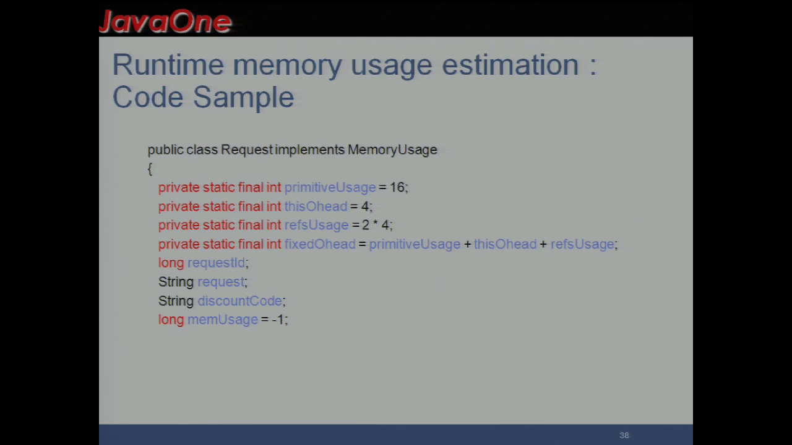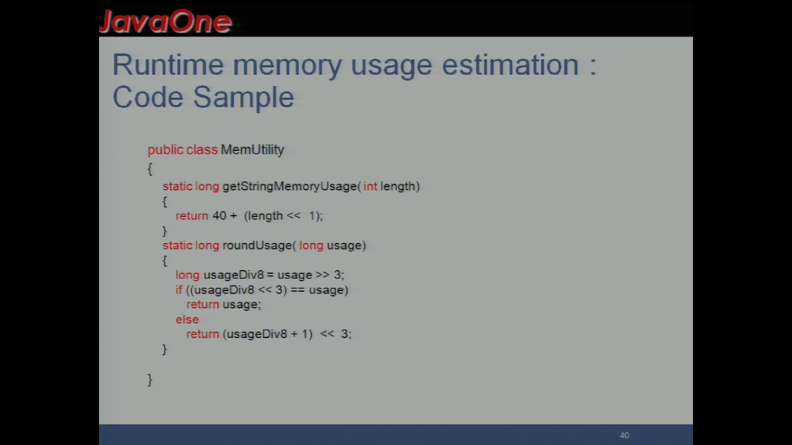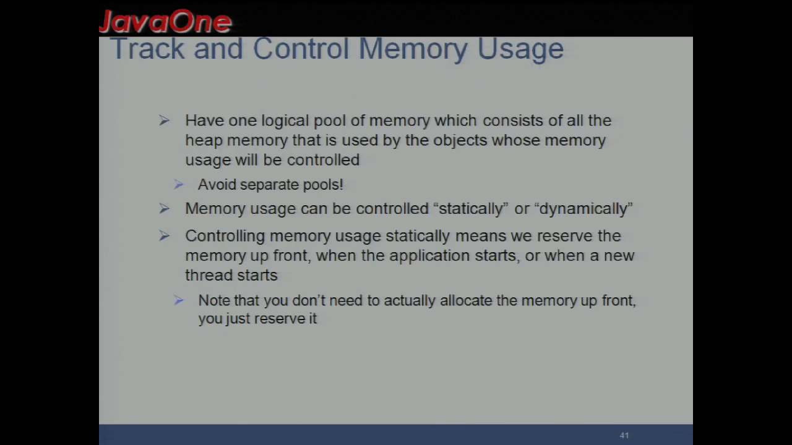So here's basically the same thing. This is just the Request class that it was referencing, showing how it's doing its memory usage. It's almost exactly the same. And there's its get memory usage method. And then here's some of the utility class methods. Get string memory usage. You've got to factor in, of course, the length of the object. And then we have a rounding method to round up to a multiple of 8. Okay, so that's how we calculate the memory usage of an object.